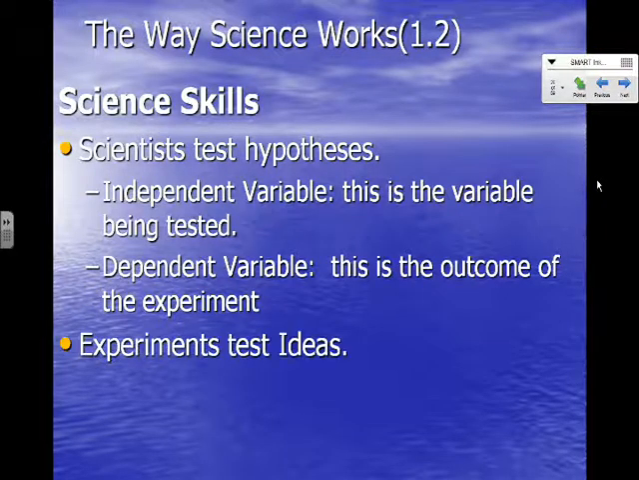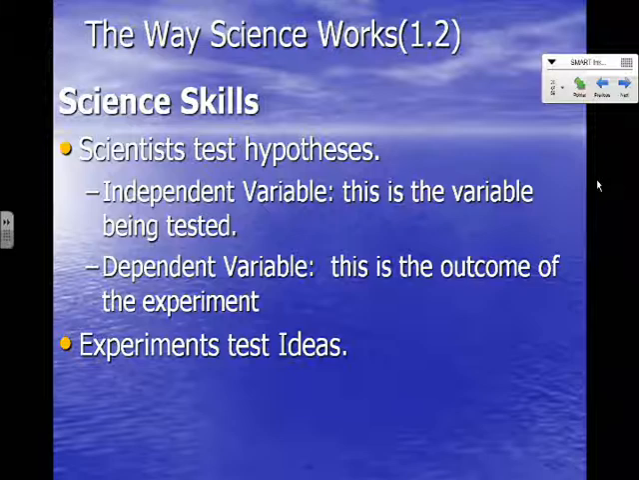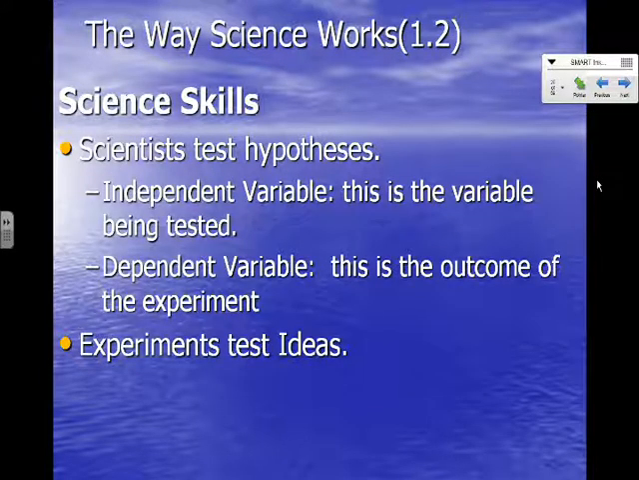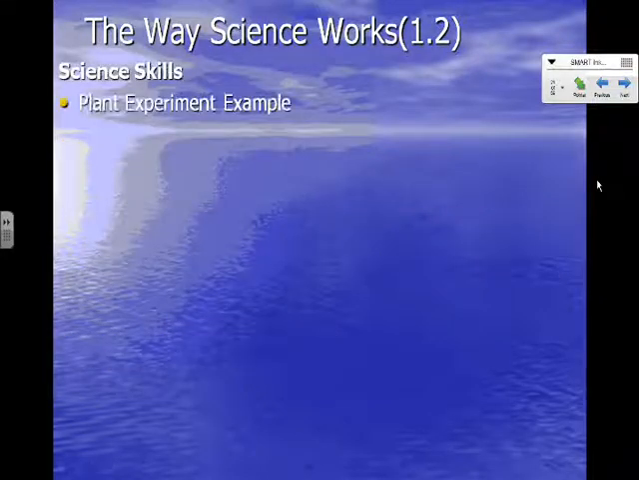Now, scientists experiment so that they can test ideas. And the hypothesis is an idea. It's an idea that the scientist has, and they experiment in order to test those ideas. Now I want to give you some practice. So let's look at this.